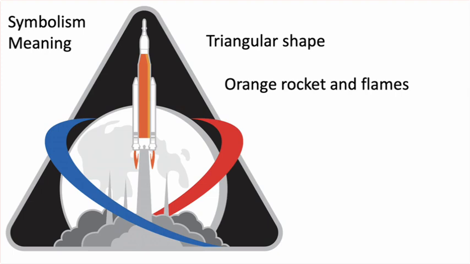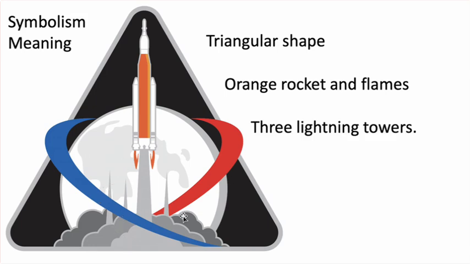The orange rocket and the flames represent the firepower of the SLS, which is currently the most powerful rocket to successfully take things into space. I think Elon Musk has tried to launch something more powerful, but it kind of keeps exploding. So far, this is the most powerful and most successful, a lot more powerful than the ones that launched the shuttle and the Apollo missions.